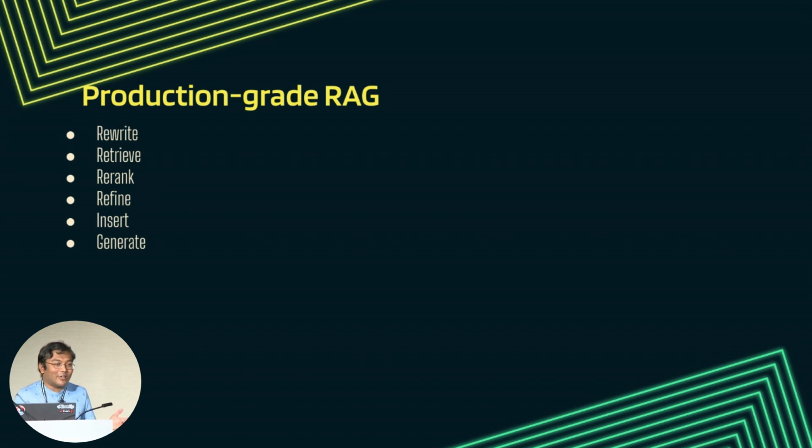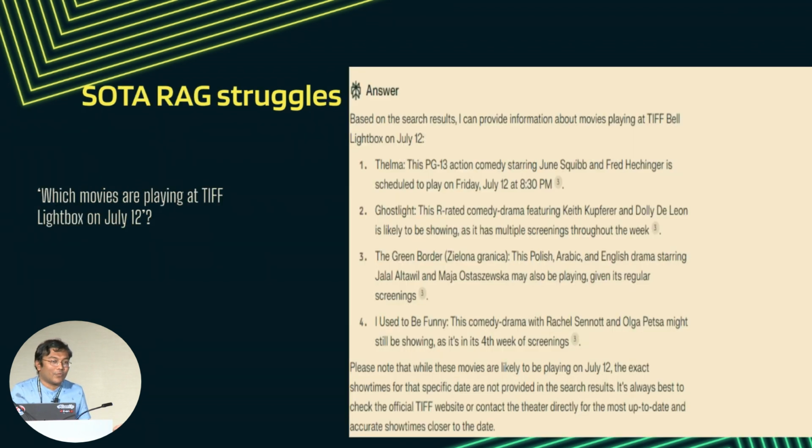And then that is not enough, because you then take your retrieved results and refine them in some way so that they are more amenable to be used by the generative model. You then insert them into the context, and there are many different strategies for inserting into the context, and then you generate. So, RAG struggles. I guess I don't need to spend too much time. You all know how bad RAG is, but this is something I tried today. Perplexity Pro, GPT-4o backend, which movies are playing at TIFF Lightbox, and it gives the answer. It's completely wrong, and this is not a hallucination, because it's just the wrong dates.